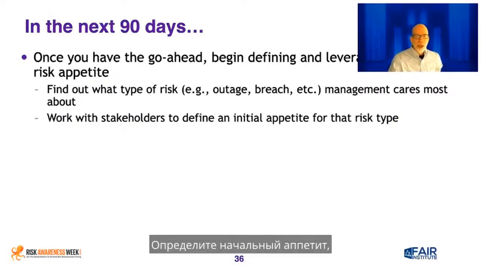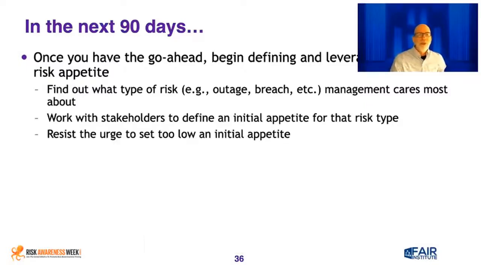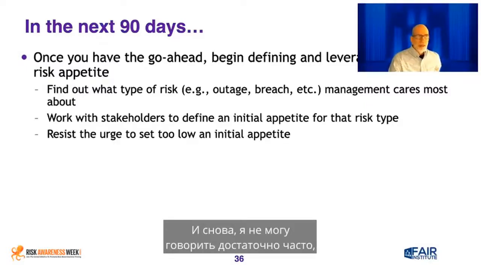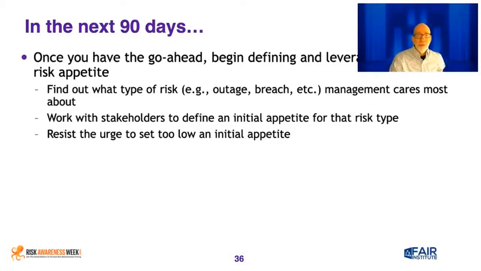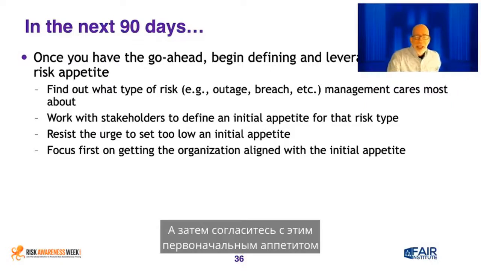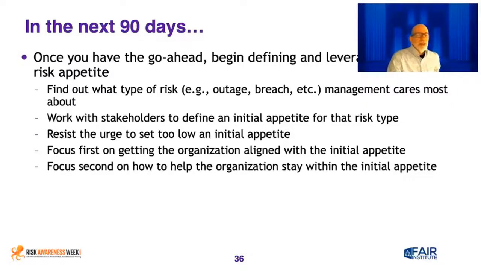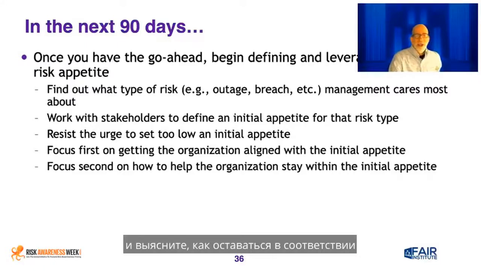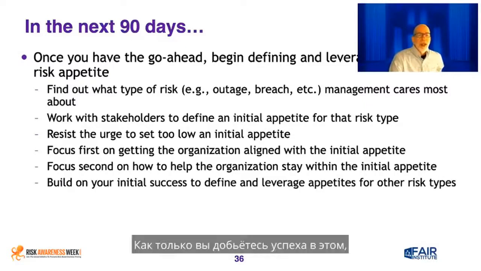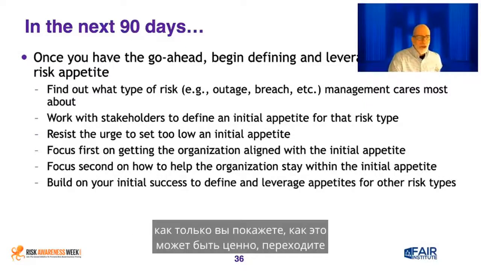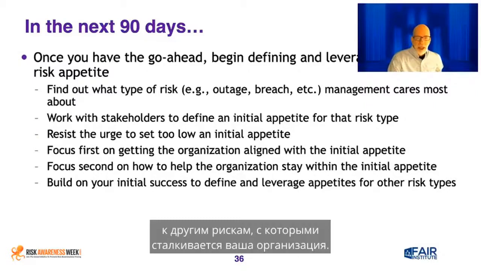Identify that initial appetite, the magnitude and the probability thresholds. And again, I can't say often enough, don't get too aggressive there, because you'll make the rest of the work unachievable or too painful. And then get aligned with that initial appetite, and then figure out how to stay aligned, necessary policies and processes and whatnot. And then once you've been successful at that, once you've shown how valuable that can be, then go on to the other risks that your organization faces.